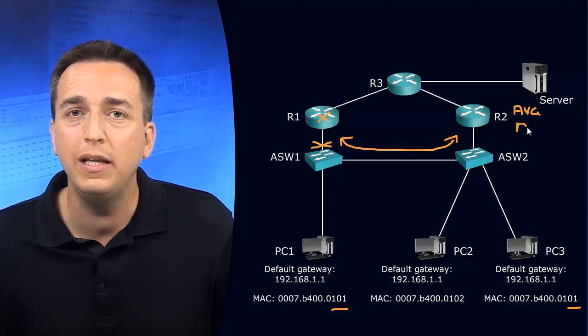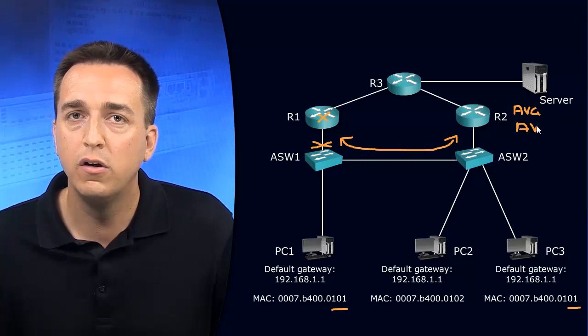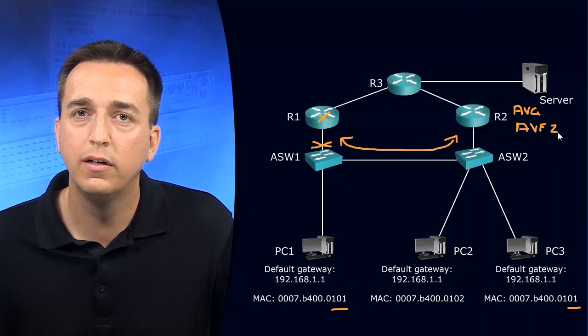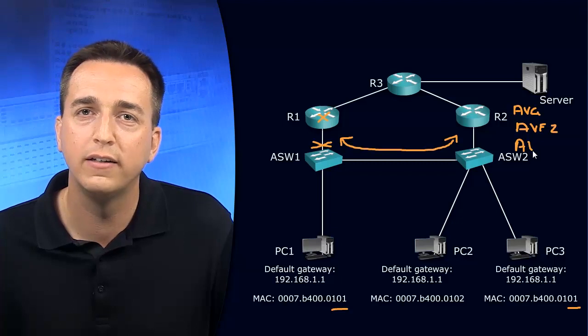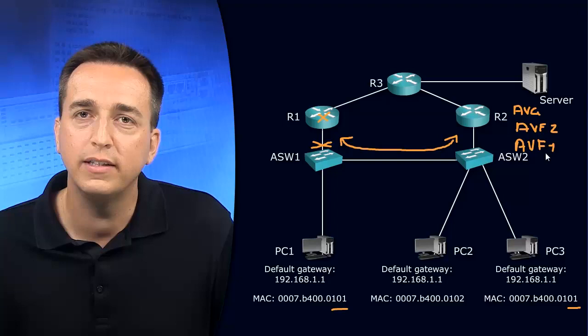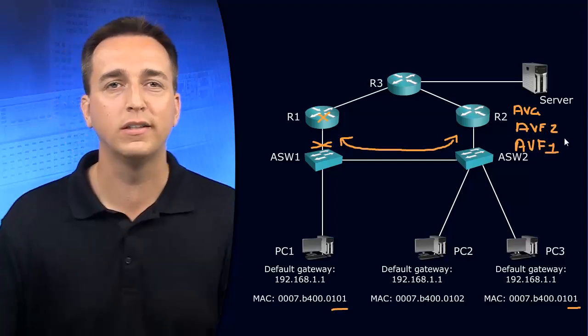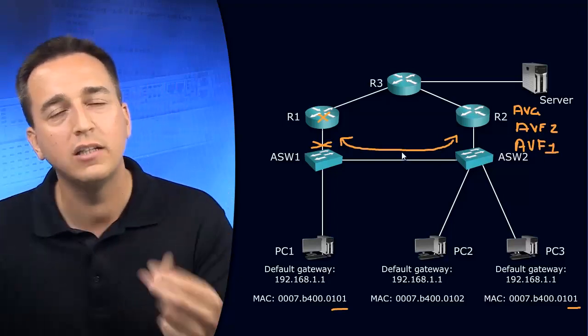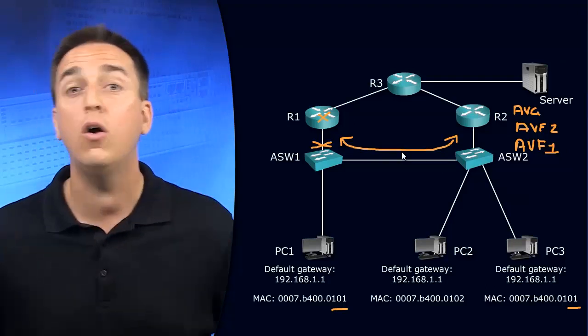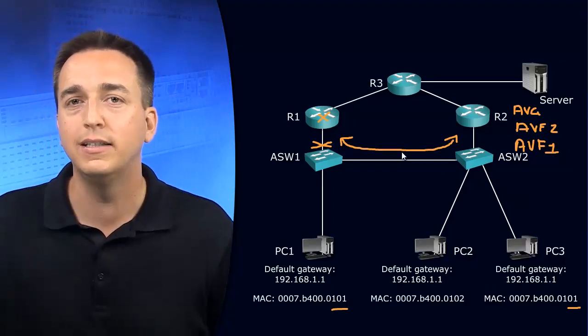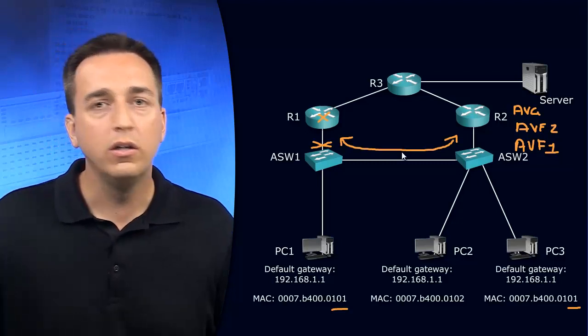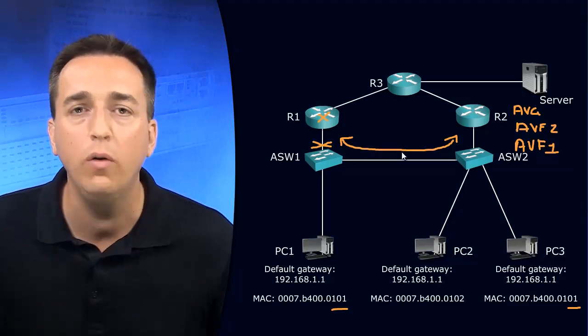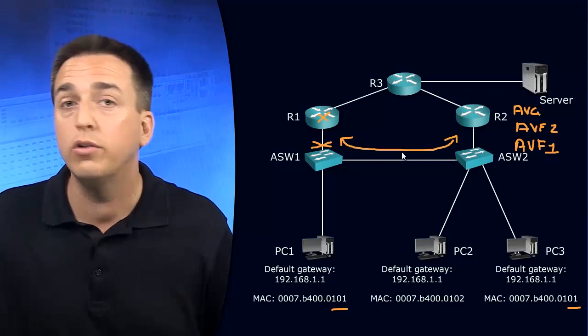It continues to be the AVF for, what do we say, for 2? And it now becomes the AVF for what? Number 1 as well. So this is how that overall process works. Simply by the loss of that hello packet, R2 can take over absolutely everything in this example. And now, without the end stations even knowing, all traffic's simply going through R2.